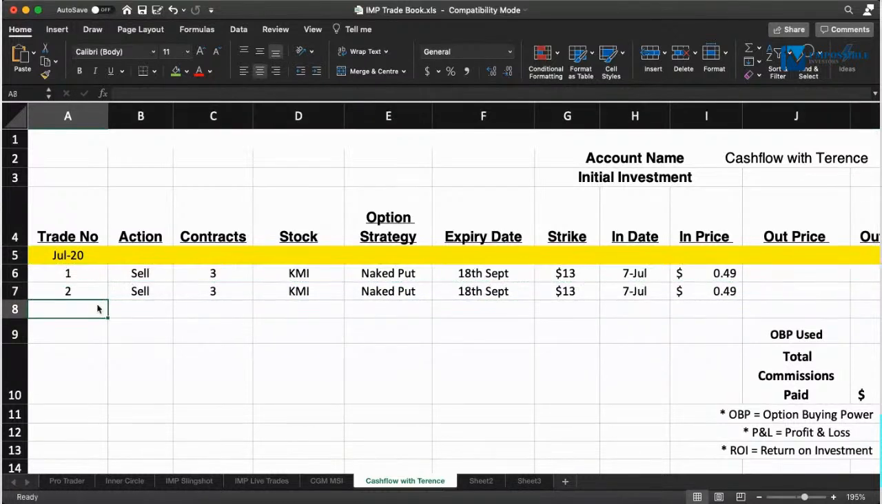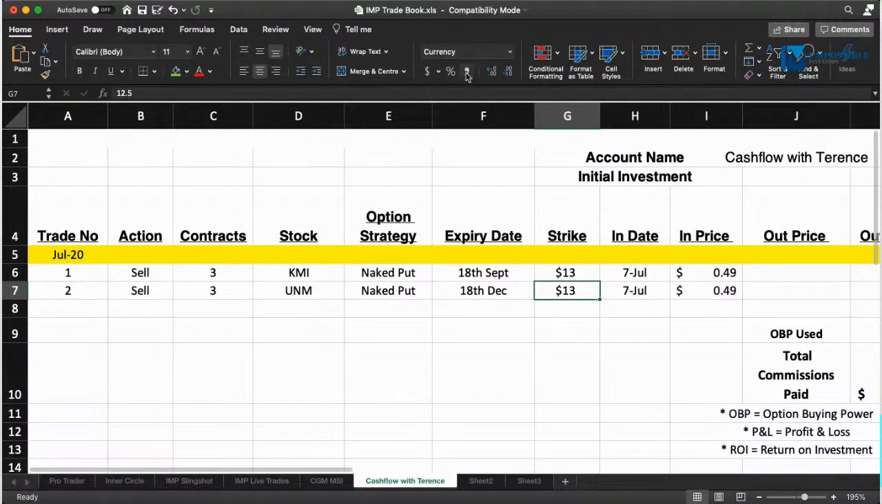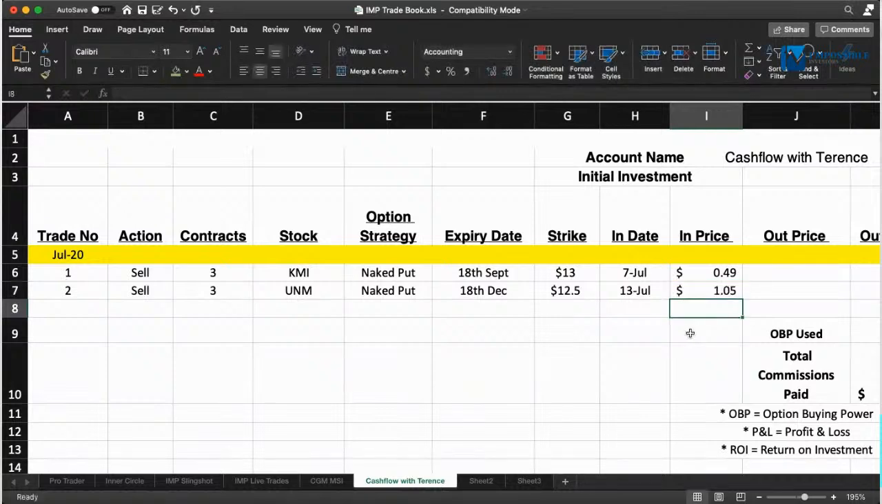I'm going to add in the second trade right now. I'm also going to do 3 contracts today, as you saw. Today we did it on UNM, which is Union Group, the naked put for the 18 December expiry. The strike is 12.50, and today's date is the 13th of July. We did it for 1.05. Right now we have 2 trades over here.